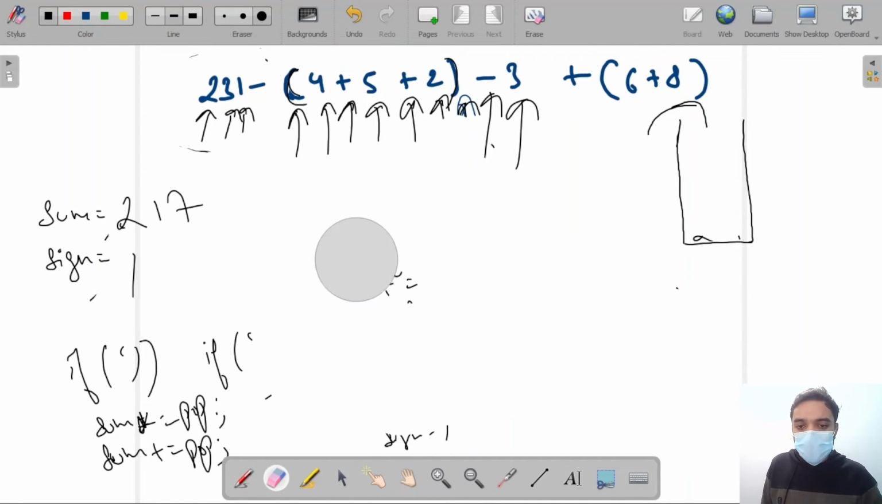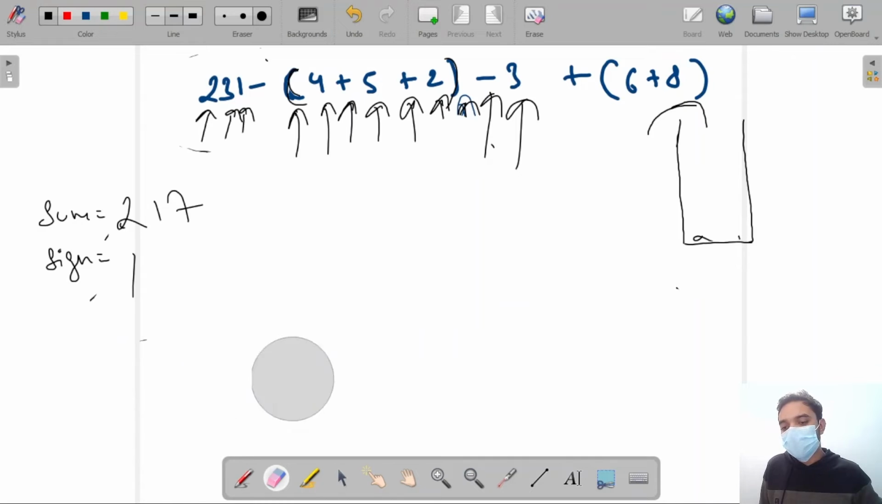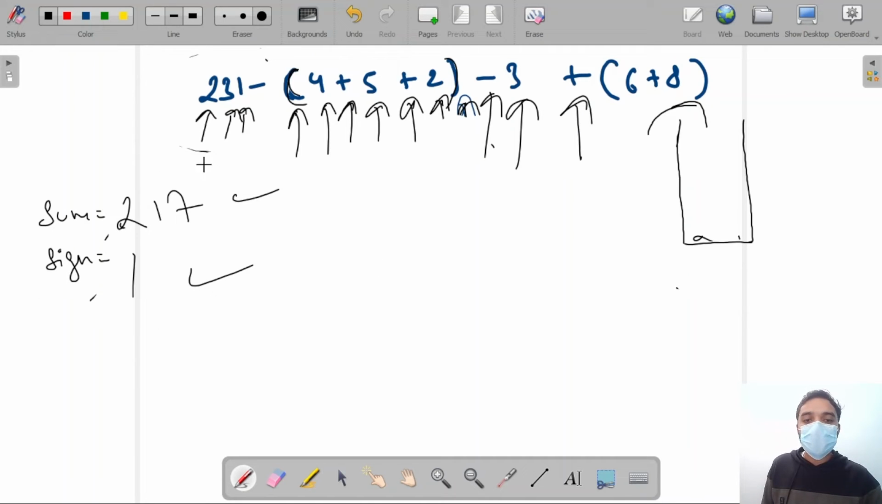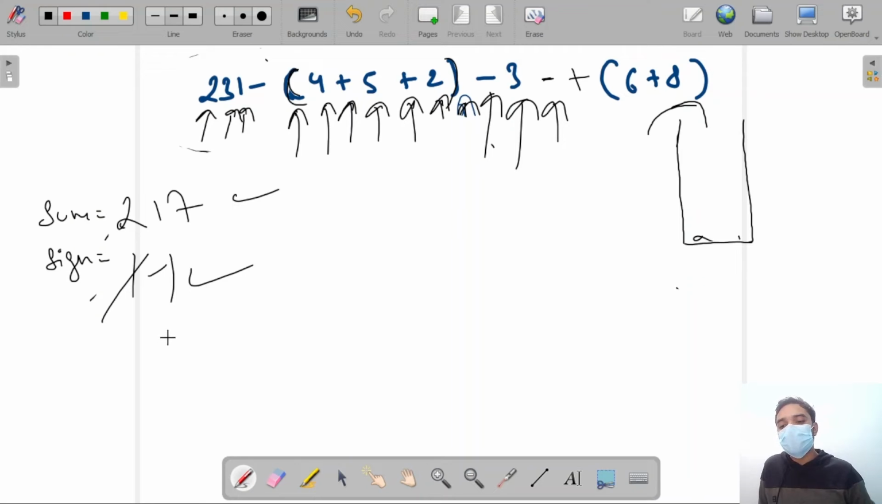Okay. So I'm going to erase it, and I'm going to solve this equation. We were at 3, and my sum was 217, and my sign was 1. Now I'm getting plus, so I'm not going to do anything. Again I get a bracket here. Let's say here it was minus and plus. Now I'm getting minus, so I have to update my sign with minus 1. Now I'm getting plus, so I don't have to do anything.